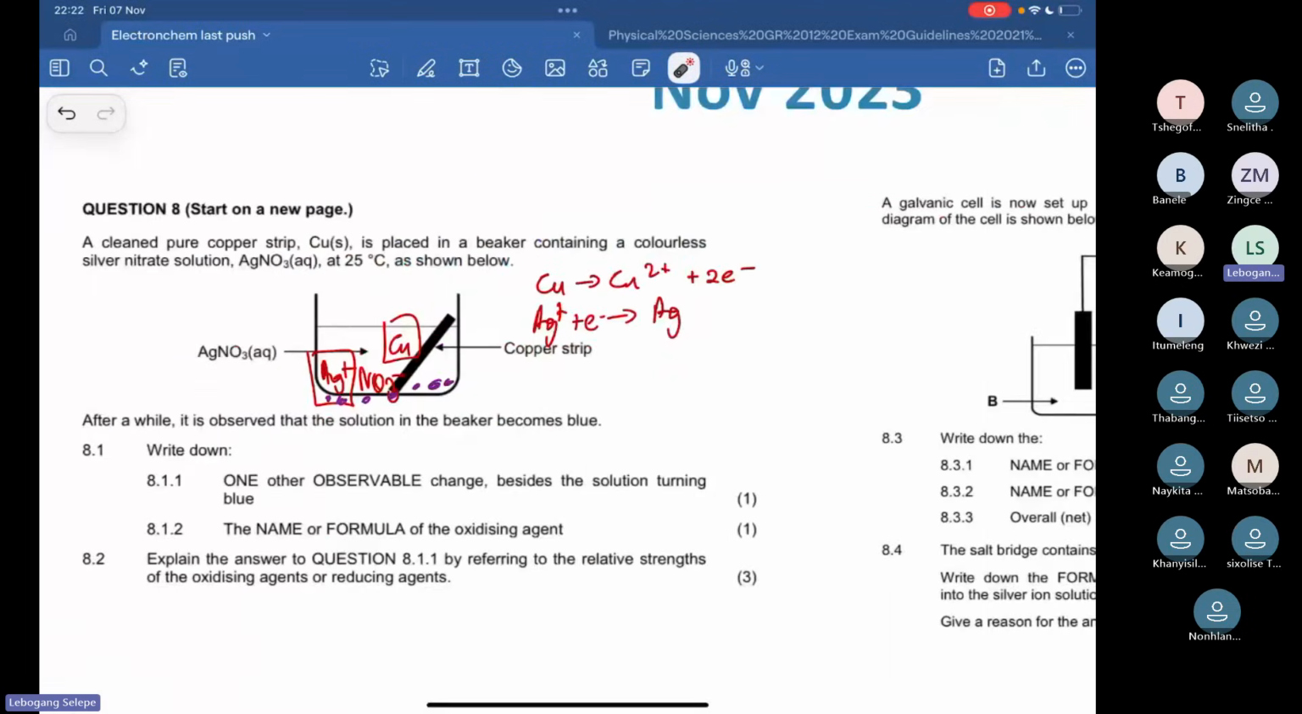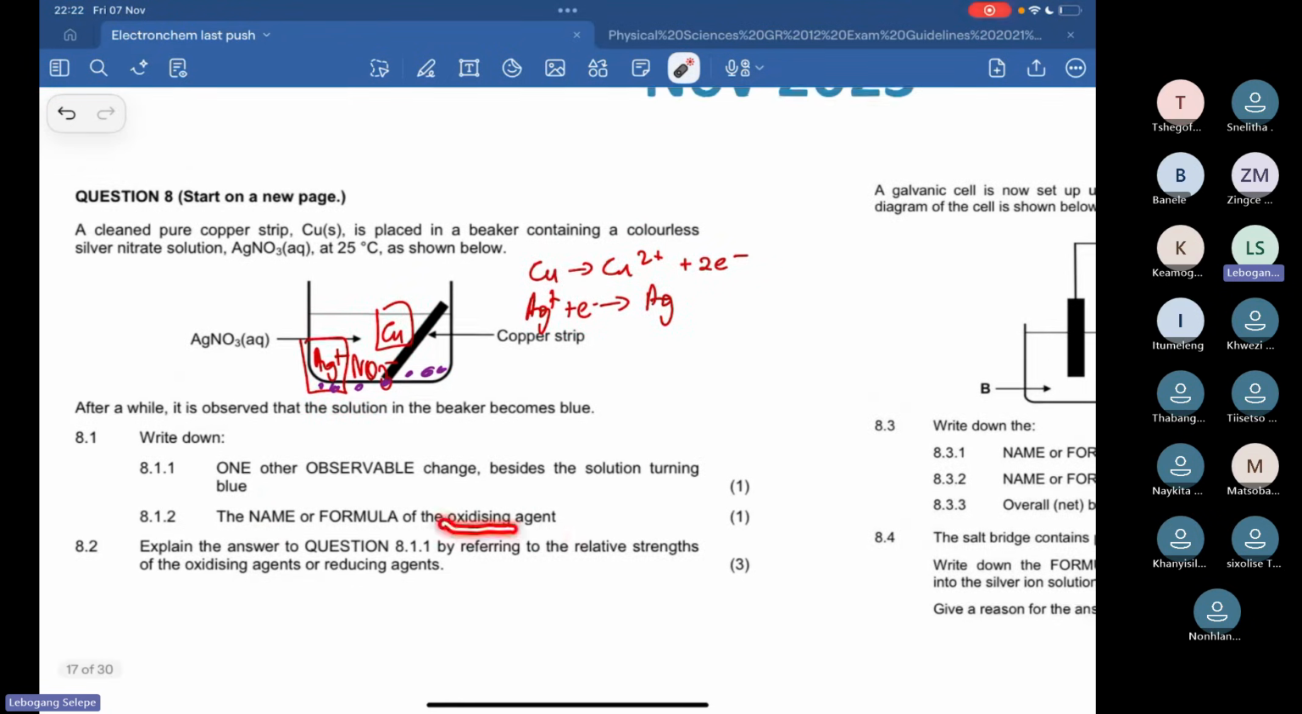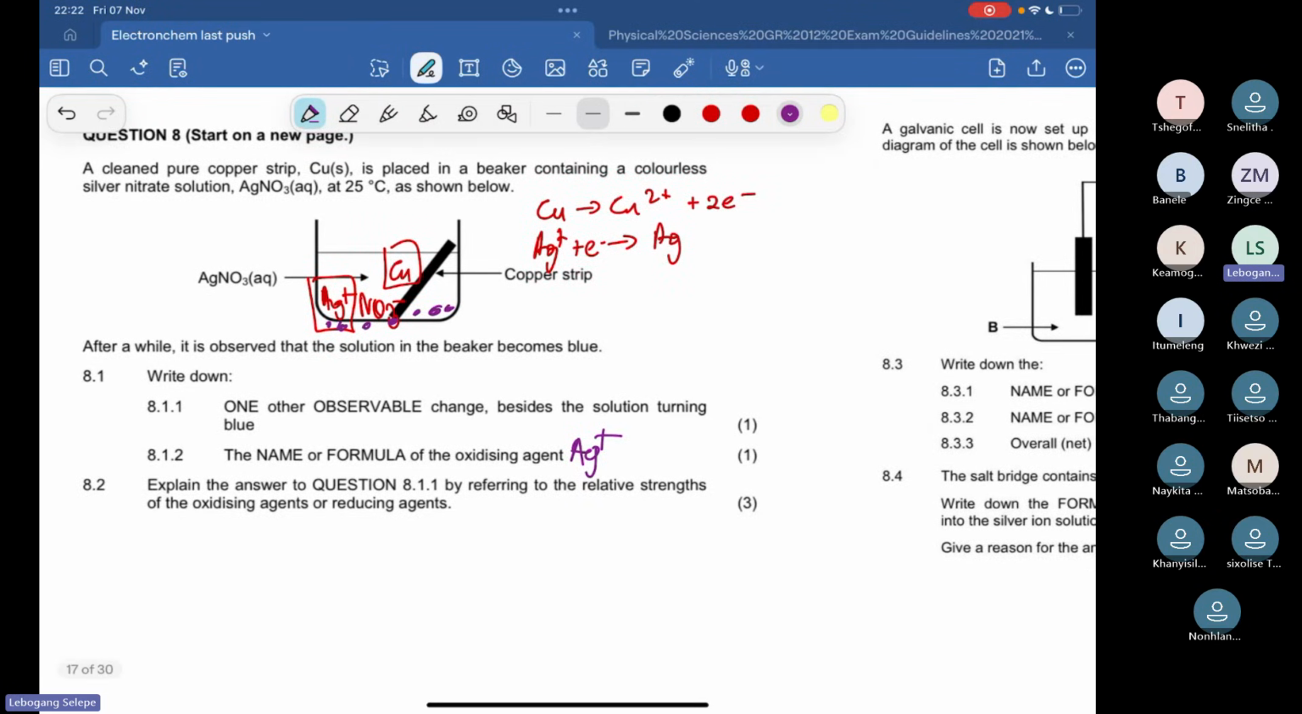So we would see some deposits here, deposits of Ag, the Ag solid. Name the formula of the oxidizing agent, the one that is reduced, which gained electrons? Ag plus. So Ag plus gained electrons.